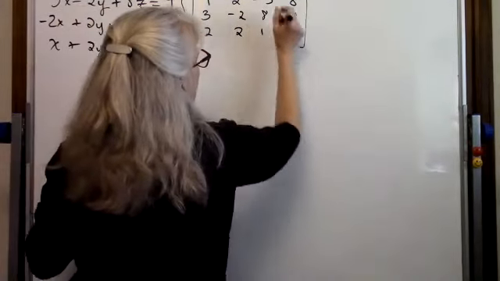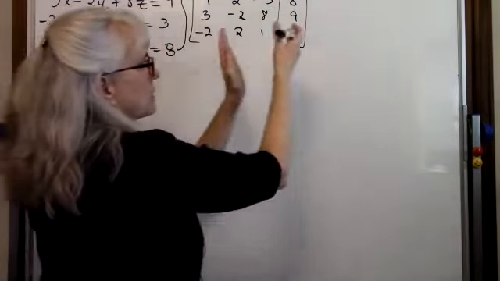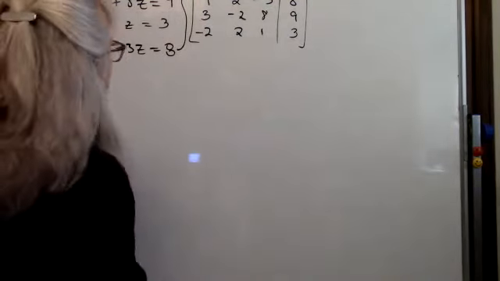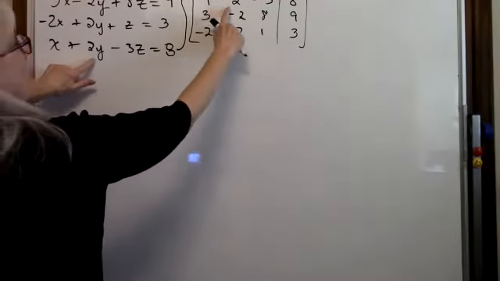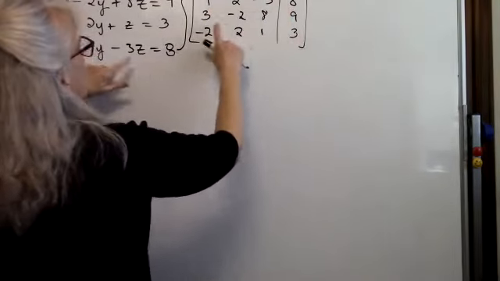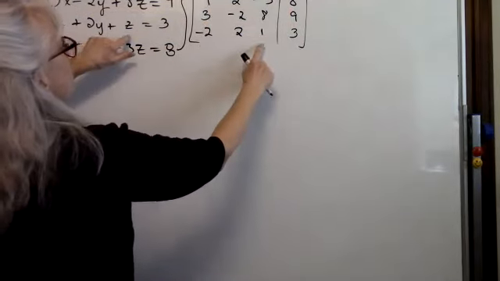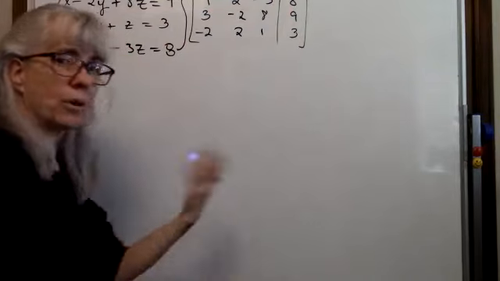You always want to make sure that you're copying things from spot to spot correctly, because if you make a mistake, that's usually where you're going to make it. So I'm just going to double check before I move on. I've got a 1, a 2, a -3, and the 8. I have 3, -2, 8, 9. I have -2, 2, 1, and 3. We're good to go.